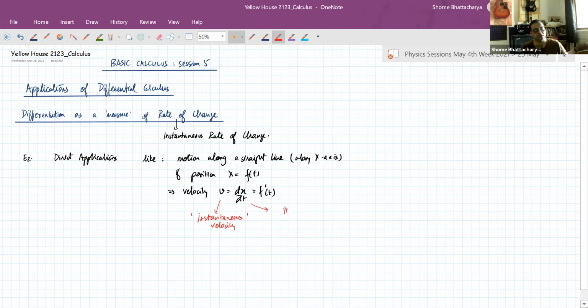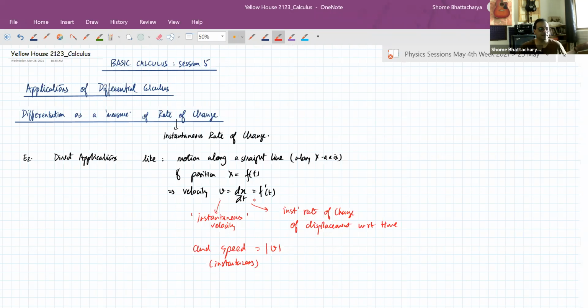So that is equal to the instantaneous rate of change of displacement with respect to time. And speed. Again, by speed we mean instantaneous speed, not average. It becomes just the modulus of this velocity. So in case of one-dimensional motion, the velocity can either be positive or negative, because the direction can either be along the positive x-axis or negative x-axis, and we can define the speed as just the magnitude of that velocity.